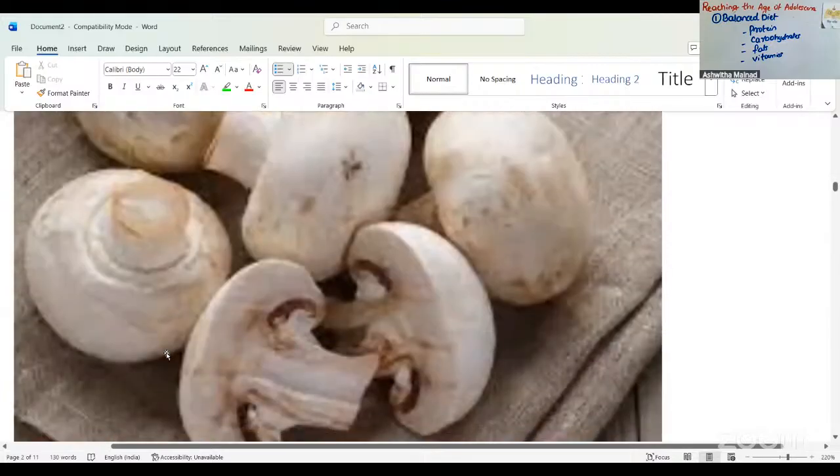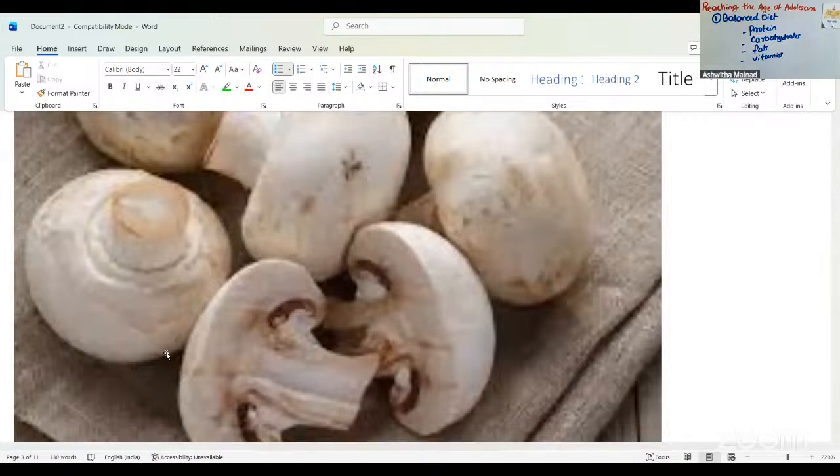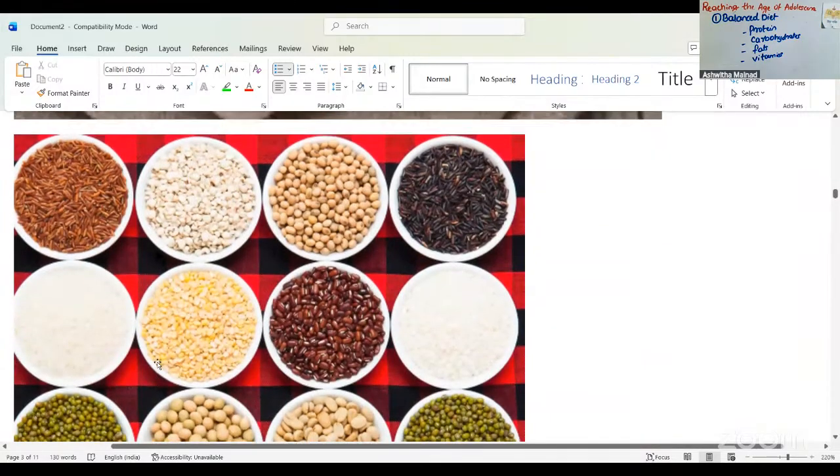Okay, mushrooms. Mushrooms are also a very good source of nutrition, especially protein. So it's very important for you to timely have these kinds of mushrooms and pulses.